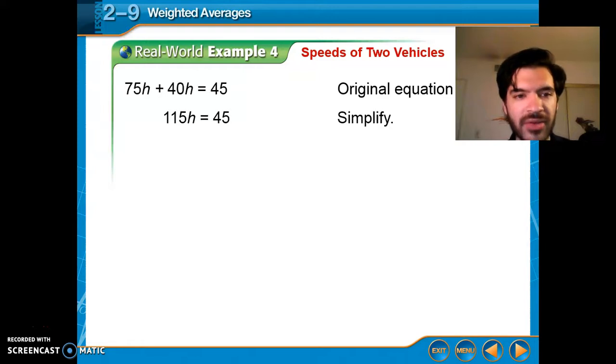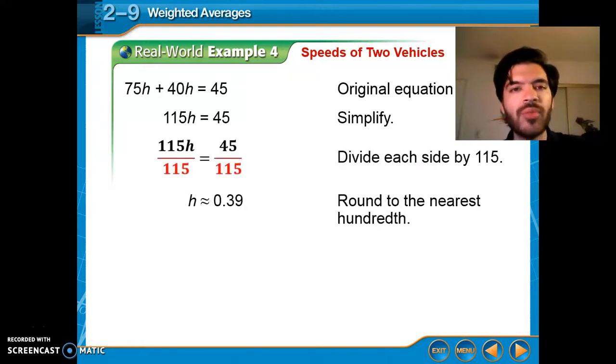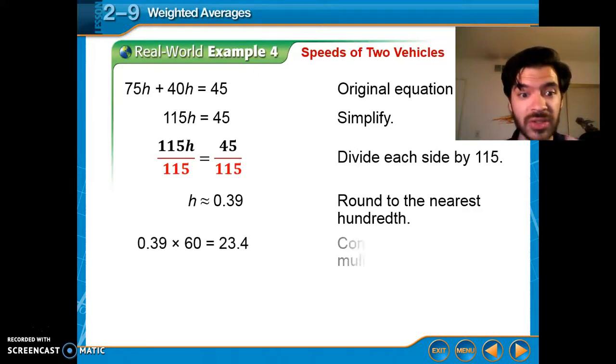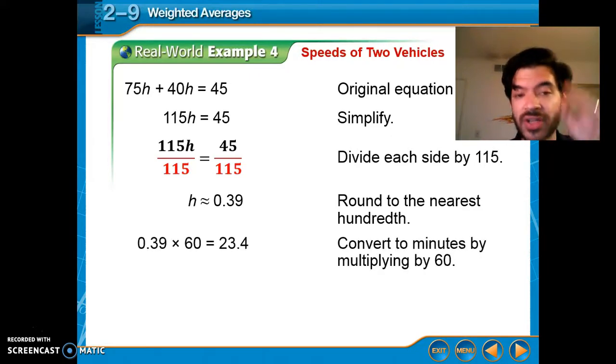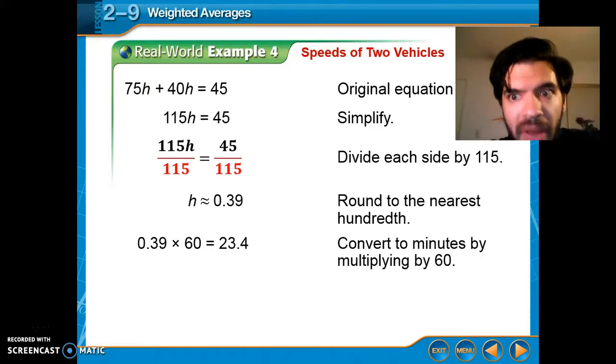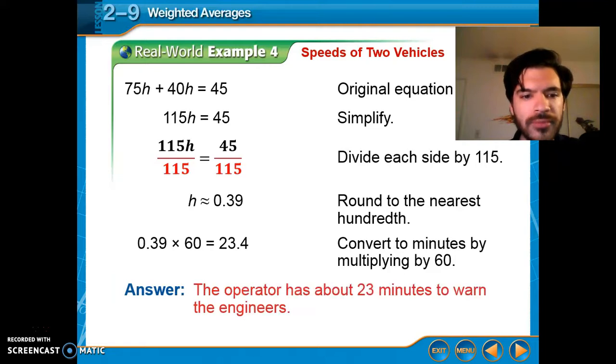So, add together, divide, and we find 0.39 hours. Perfect. I love when I have 0.39 hours, don't you? Yeah, what's 0.39 hours? Turn it into minutes, please. Let's multiply by 60. Let's use a conversion here. This is 23.4 minutes. That conductor has about just a little bit over 20 minutes to let these trains know, oh my gosh, you're going to crash. You need to slow down, you need to stop, we need to switch tracks, whatever. Got it? Cool. And that's that.